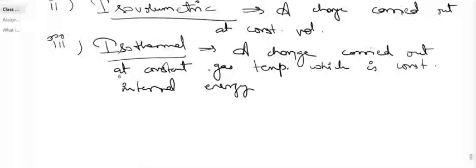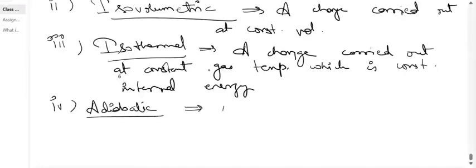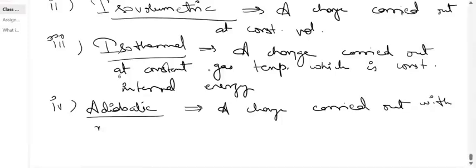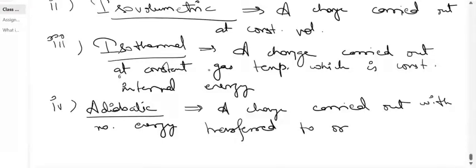Now after this we have adiabatic. So what is adiabatic? A change which is carried out with no energy transferred to or from the system. Okay.